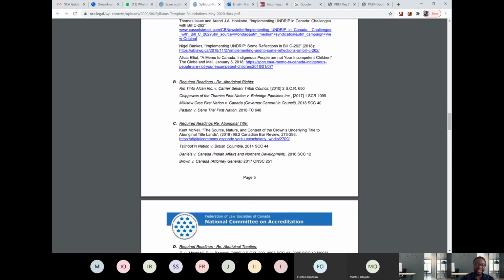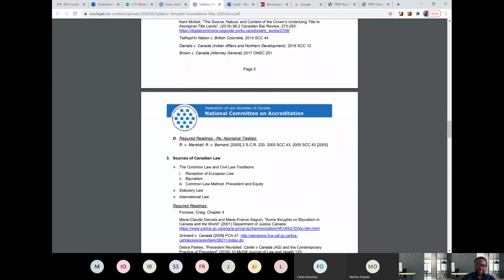There are also a number of cases on Aboriginal title: Tsilhqot'in Nation, proof of Aboriginal title; Daniels and Canada, who are the Aboriginal people; Brown and Canada as well. I will also look at the case of Aaron Marshall and Aaron Bernard. So we'll look at these cases together and see how it helps us to understand the relationship between the Canadian state and the Aboriginal people.